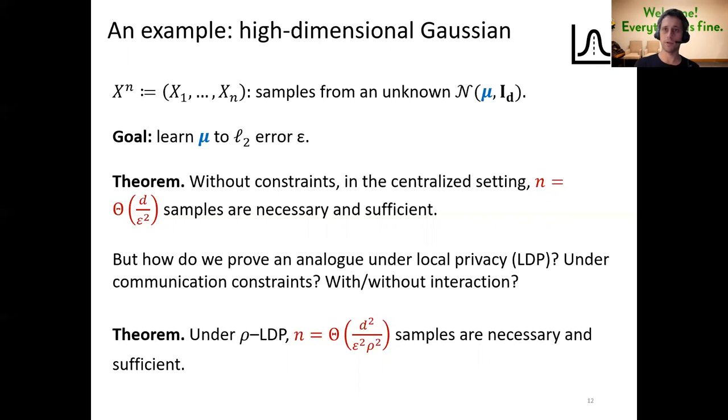So basically you take what you had before and now there is a blow-up factor, which is going to be d over rho squared. Again, this is an example of things that we might want to prove, and by the end of this tutorial we should be able to prove.